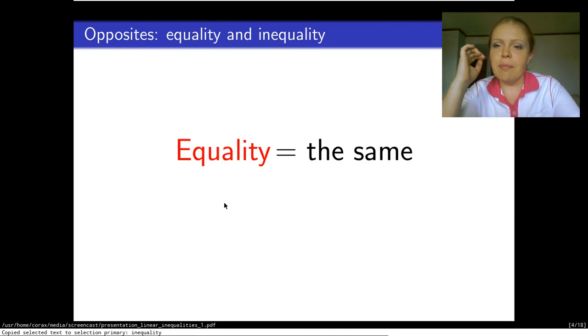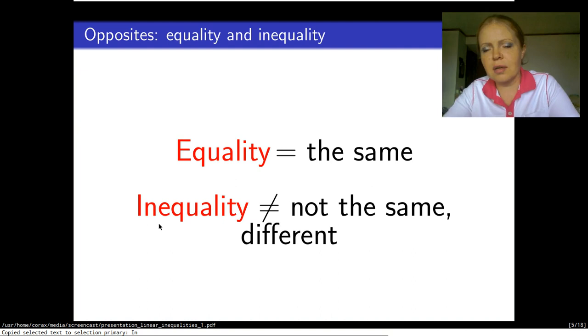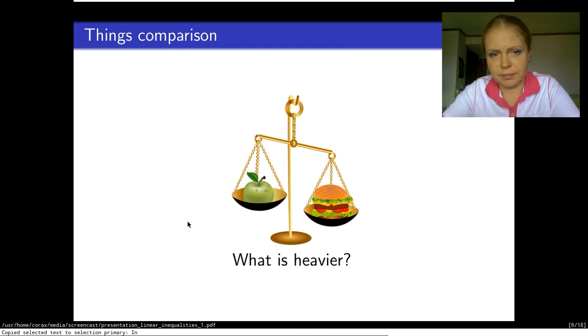Equality means the same in value. But inequality, the prefix "in" means something opposite. This is not the same. This is something different. Mathematics is not always about equals, right? Sometimes we need to compare things and say which one is greater, which one is smaller or less. This is about inequality.